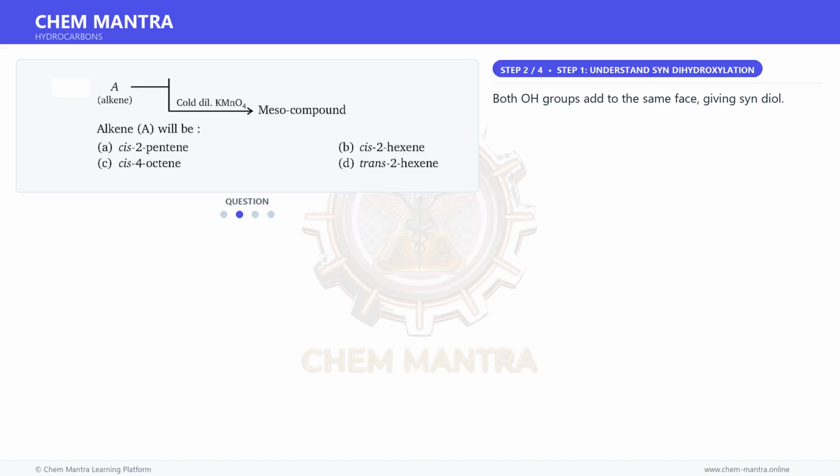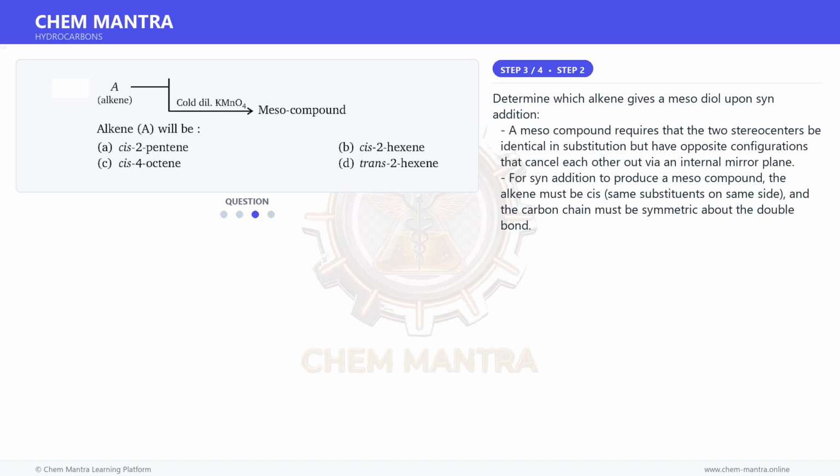Moving on to the next step. Both OH groups add to the same face, giving a syn diol. Moving on to the next step. Determine which alkene gives a meso diol upon syn addition. A meso compound requires that the two stereocenters be identical in substitution but have opposite configurations that cancel each other out via an internal mirror plane.